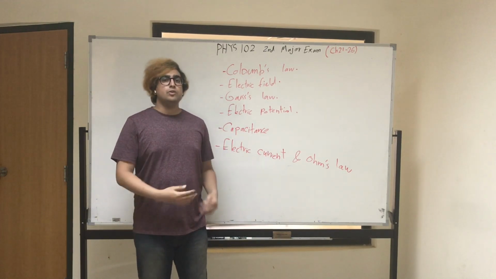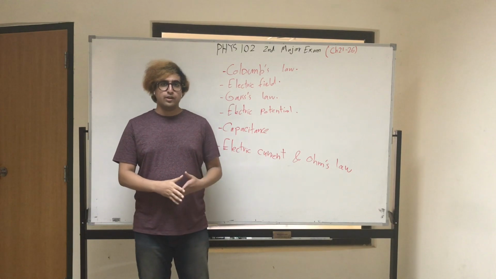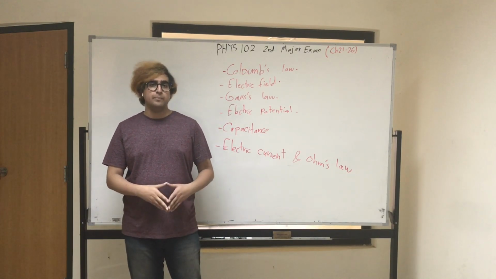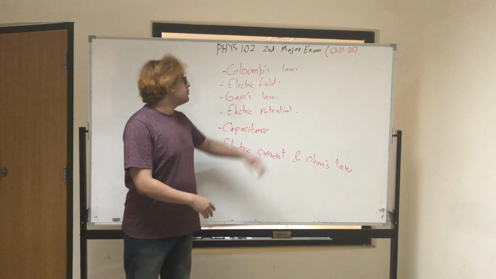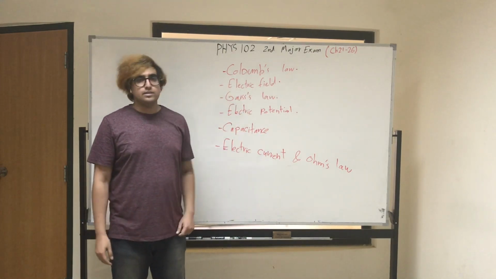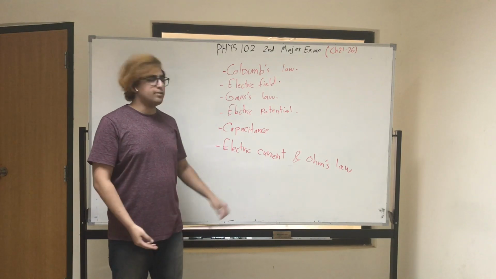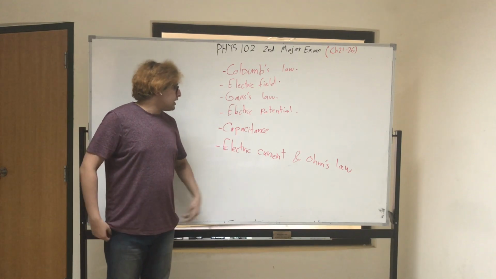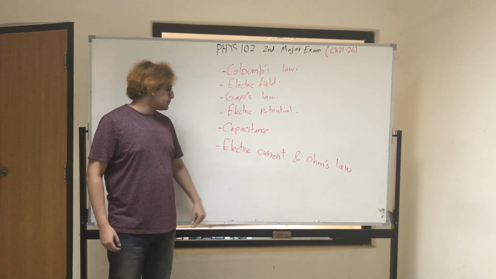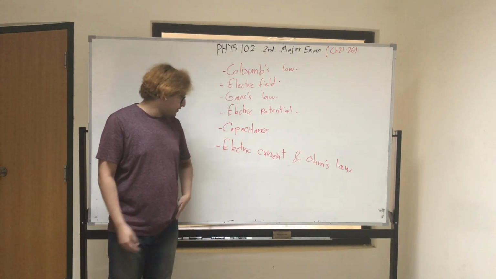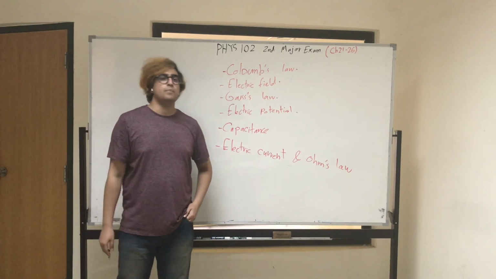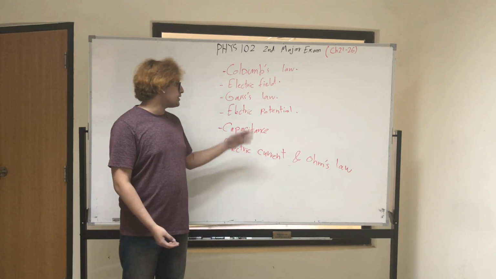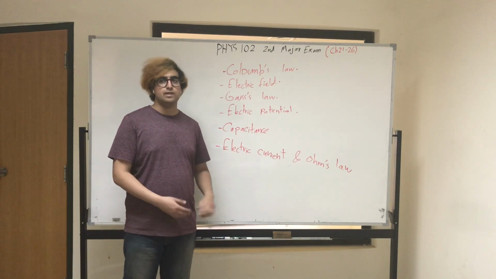So what I want to do in this video is go over all the 20 questions that came in our second major exam, which covered chapters 21 to 26. The topics we're going to cover are Coulomb's law, electric field, Gauss's law, electric potential and capacitance, and finally electric current and Ohm's law. These are the general topics, but they have subtopics that we're going to go into during the exam.